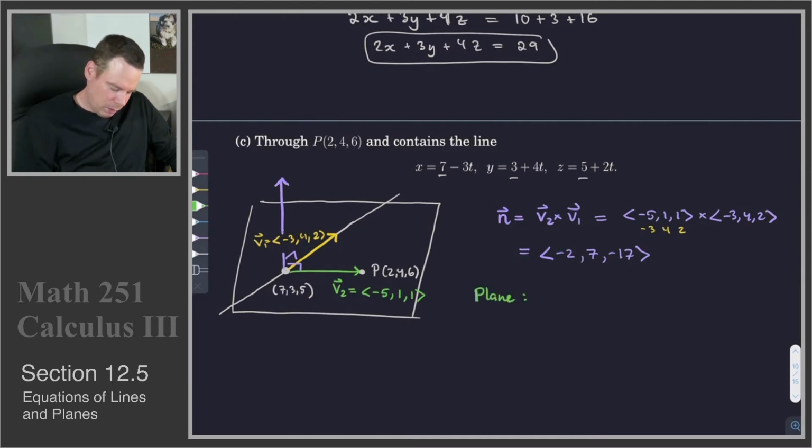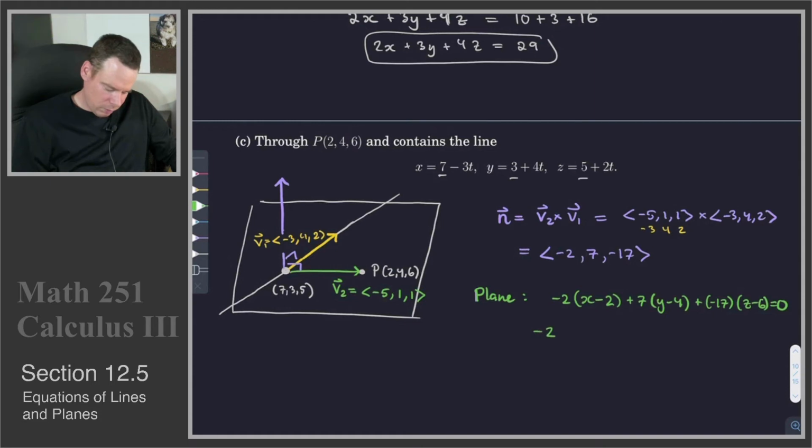and so therefore our plane is going to be negative 2 times x minus the x-coordinate of the point we know. We can use any point we know. We'll use the 2, 4, 6, the one that's given. So it's negative 2 times x minus 2, plus 7 times y minus 4, plus negative 17 times z minus 6, is equal to 0.